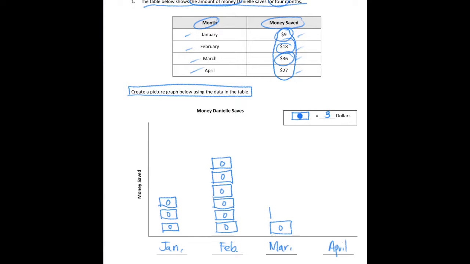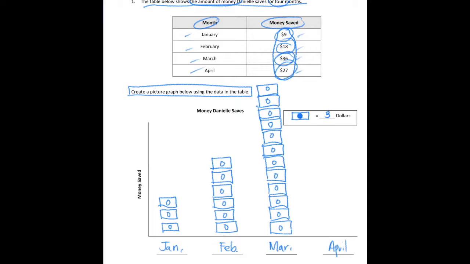Next, March is 36. This is going to be tall because if you skip count by 3 ten times, that's 30 and you need 2 more. So you're going to have 12 pictures. And of course, the last one is April. Okay, let me finish this.